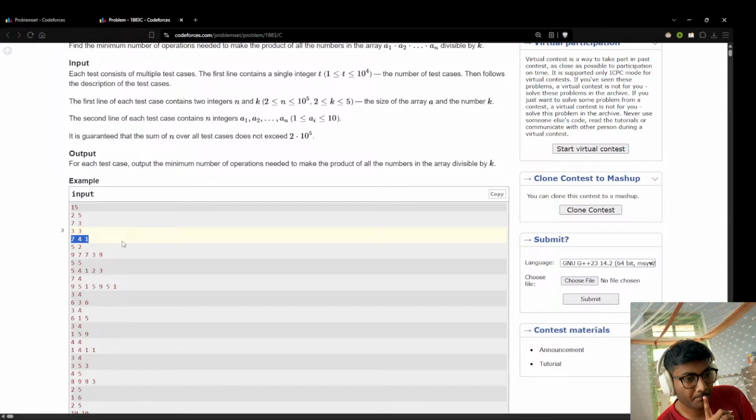What about 4? 4 requires the last two digits of the product being divisible by 4. So the last two digits can be anything like 1 2, from 1 1, 1 2 to 1 9, then 2 1, 2 2, 2 9, 3 1, 3 9, up to 9 1, 9 9.